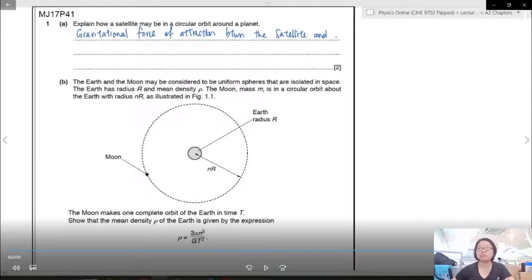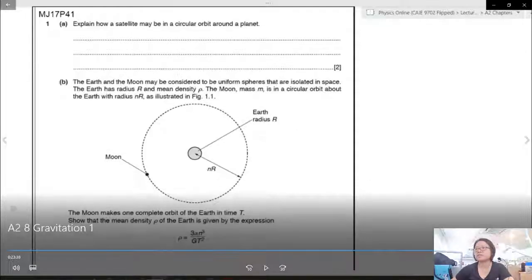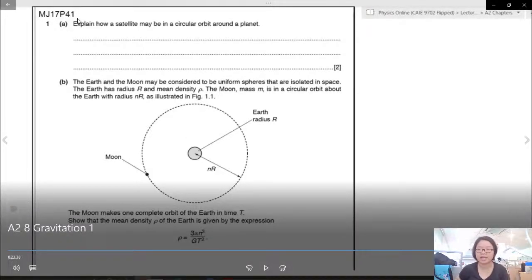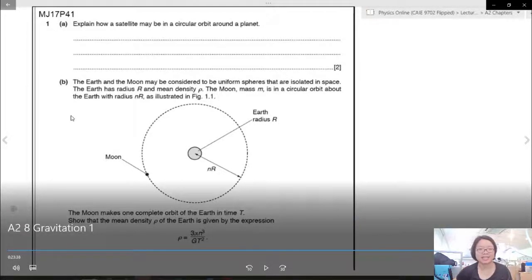But I would like to redirect your attention to this question. This is May-June 17 paper 4.1. For this particular question, you will need to think, because this question is a bit different. I didn't crop the page number, so you can find it in the handouts lah. All right, let me try to get the page number for you. All right, this is page 18 now. Page 18 in your notes, May-June 17, paper 4-1.